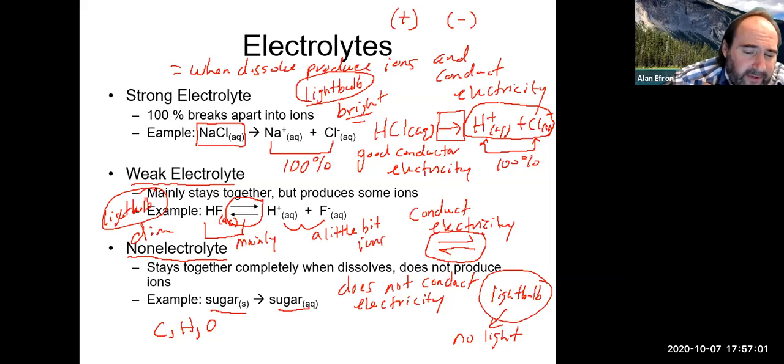So a good way to recognize that in terms of equation form is you got both of the same things on each side. The only difference is the state change. It goes from, say, solid to aqueous, or it dissolves. But we basically have both things on the same side. That's the same. No ions being produced on the product side. And that's a very good way to know that it's a non-electrolyte.